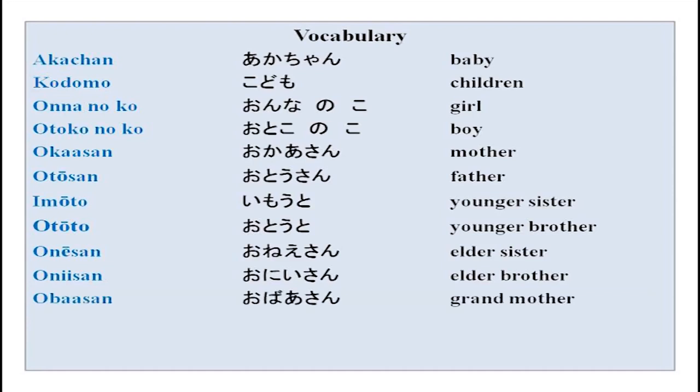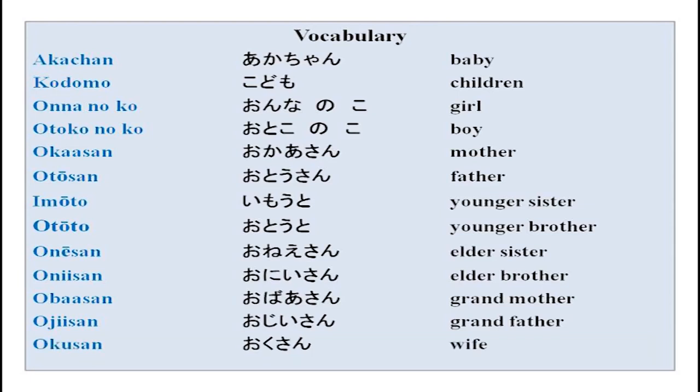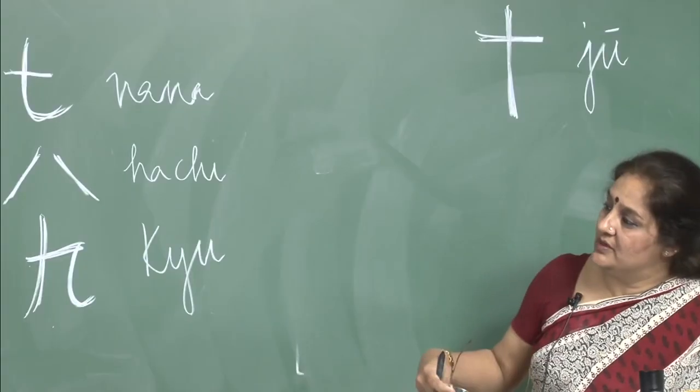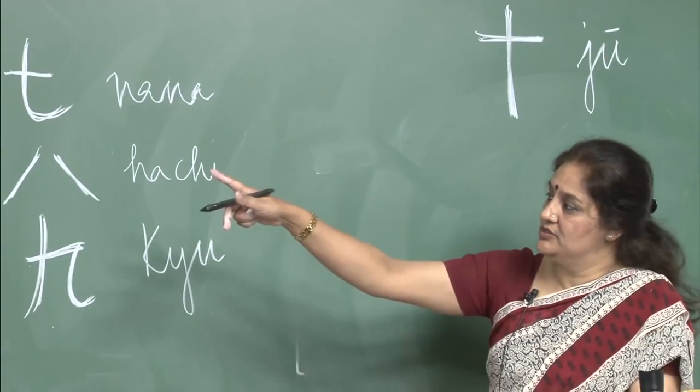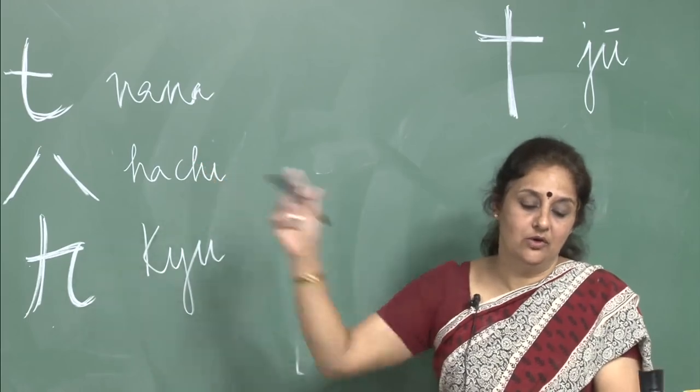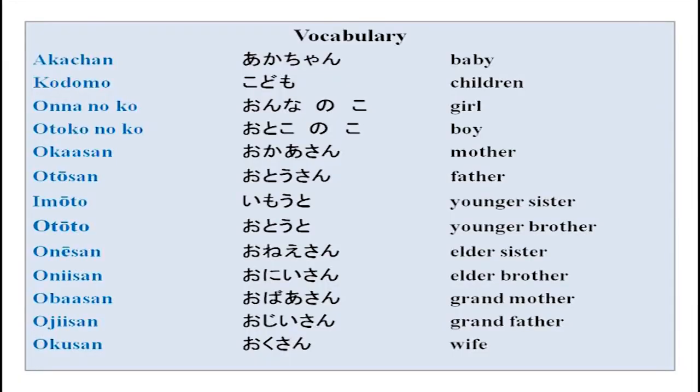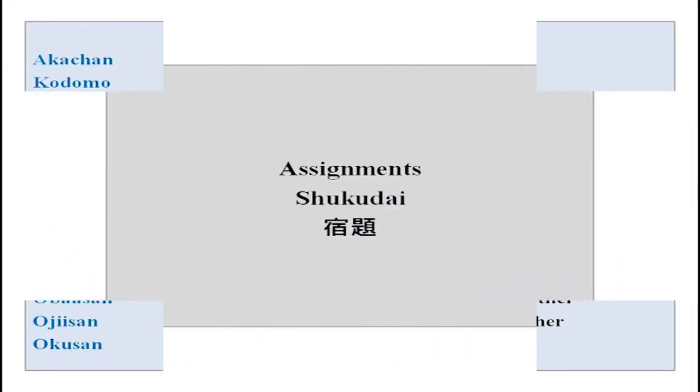Obasan. Oji-san, oku-san, and please oku-san. So, the ku is silent over here. So, please, this is all new vocabulary which you can use when you are using the particle no, it will come very handy. So, please learn this vocabulary.